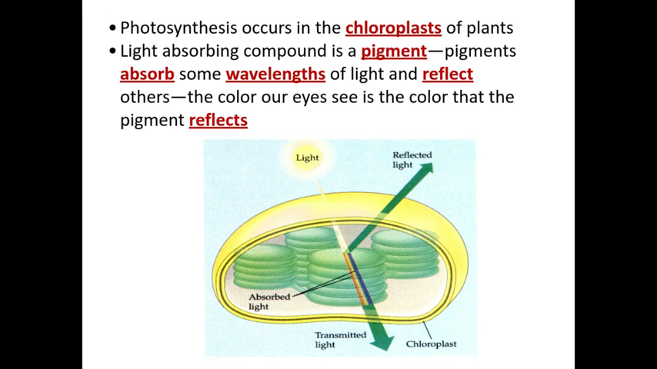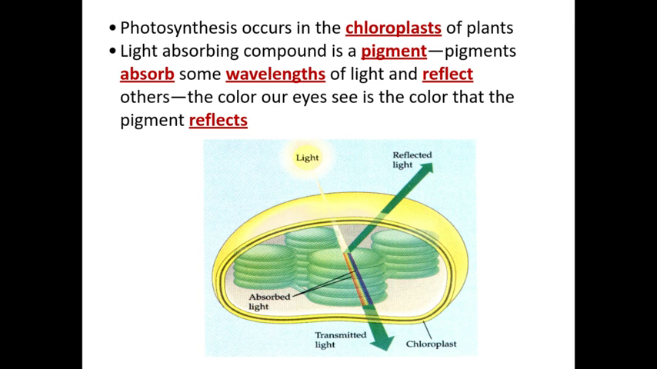The other magic part, which you can see on the slide and is really important, is known as your chloroplast. So photosynthesis occurs in the chloroplast of your plants. Chloroplasts have something in them called chlorophyll, which should ring a bell. They are light absorbing compounds, a pigment which will absorb wavelengths of light and reflect others. The color our eyes see is the color that the pigment reflects.